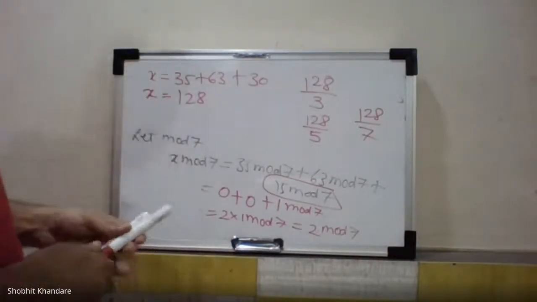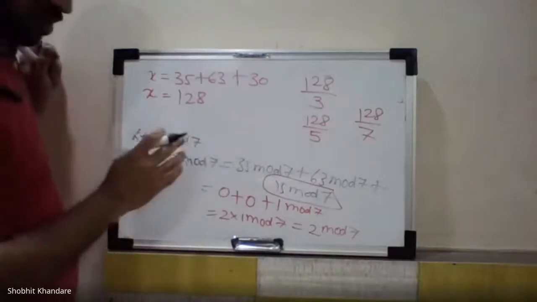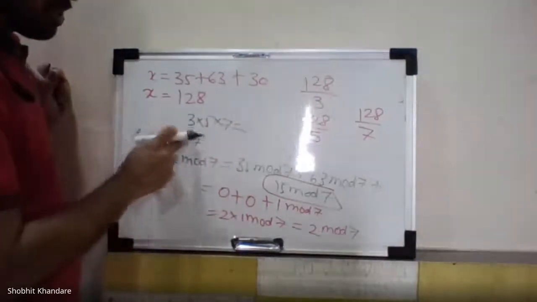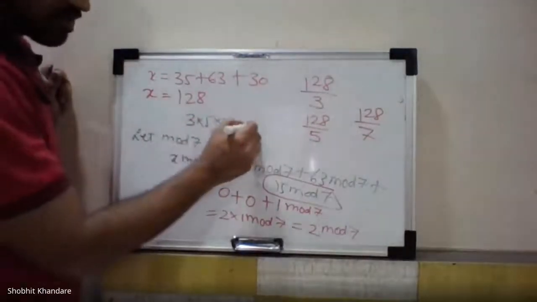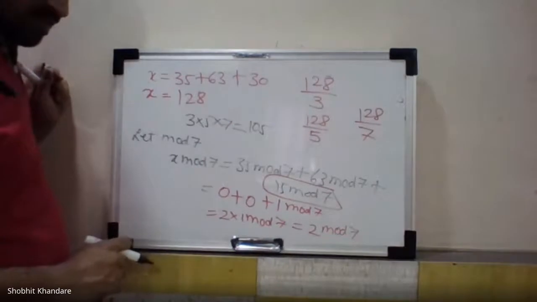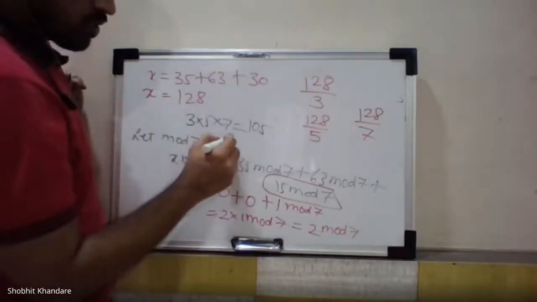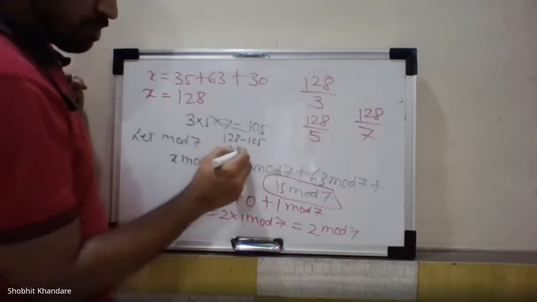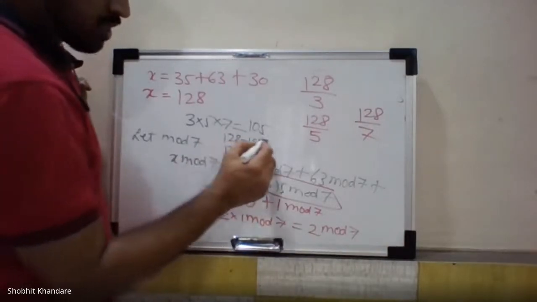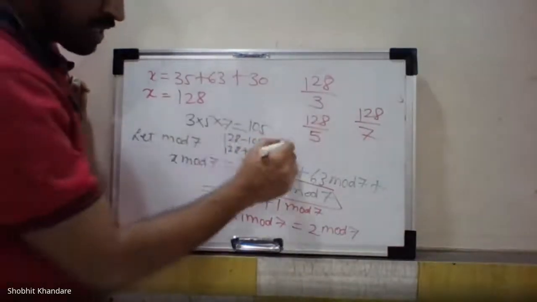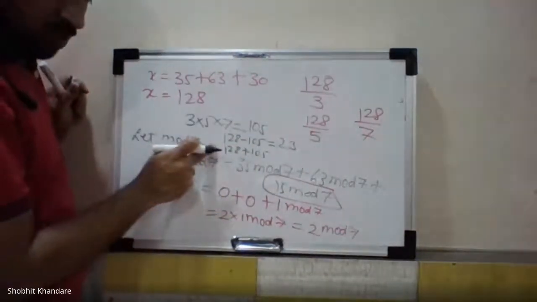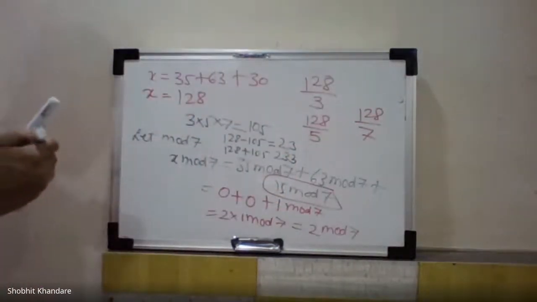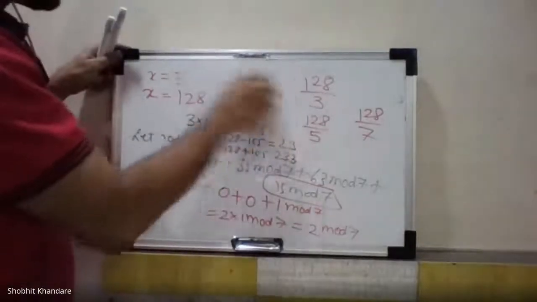So for that, the simple thing is 3 into 5 into 7, which comes to be 105. Once you do 128 minus 105, and next time you do 128 plus 105: 128 minus 105 comes to be 23, and 128 plus 105 gives 233. So I can write down the different values of x.